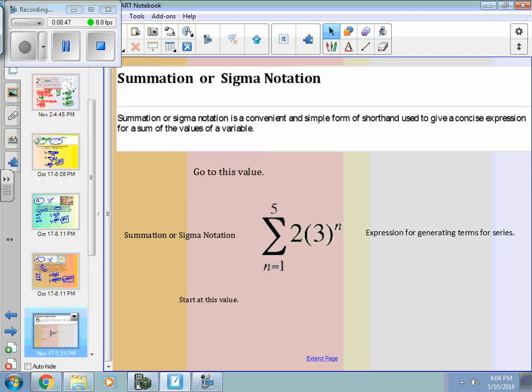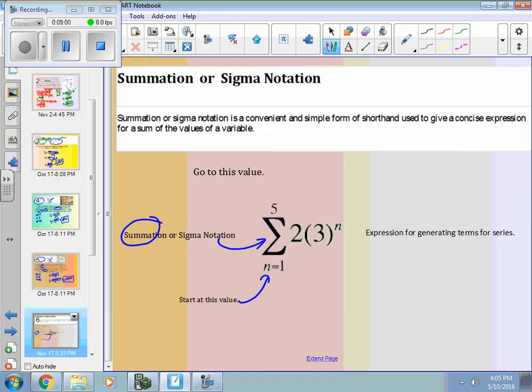All right. The other way we want you to be able to do this is with that sigma notation that we looked at before. Remember the sigma notation, this Greek letter sigma means sum. We're finding the sum. This is the starting value, this is the ending value, and this is the expression used for generating the terms in the sequence.